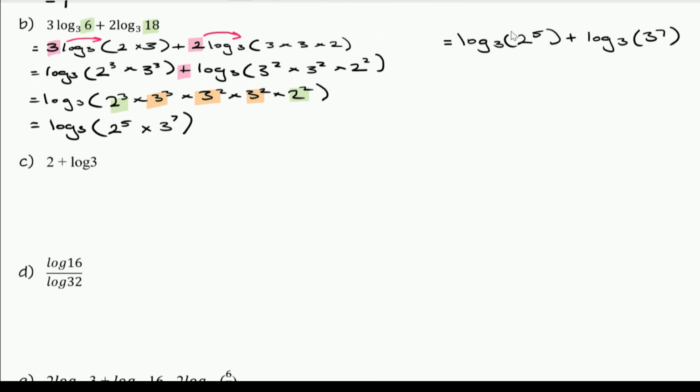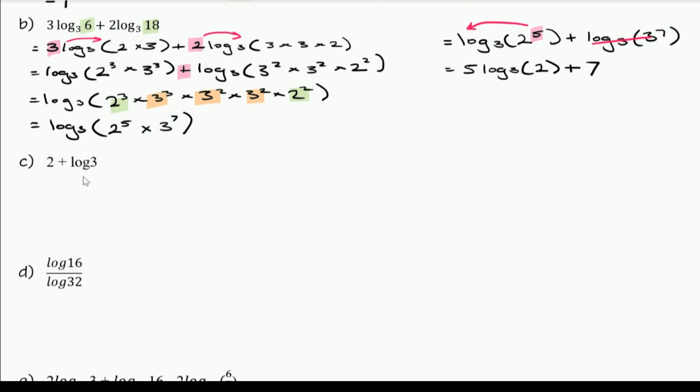I cannot actually cancel anything out, though what I could do is move this 5 back out the front over here. So this is going to become 5 log base 3 of 2 plus, and remembering again, I've got log base 3 with a base 3 here, so these two can cancel out, and I'm just going to be left with 7. So this here would actually be the simplest form of my 3 log 3 of 6 plus 2 log 3 of 18.